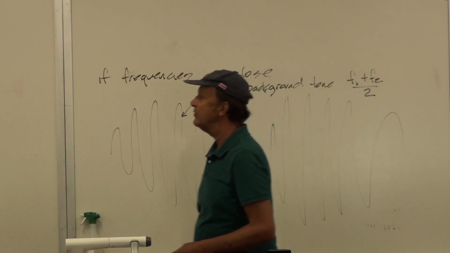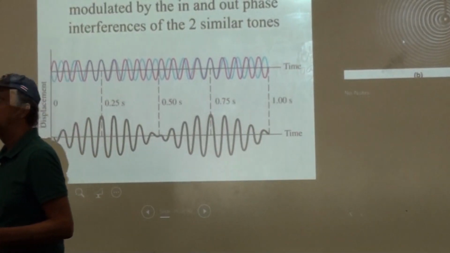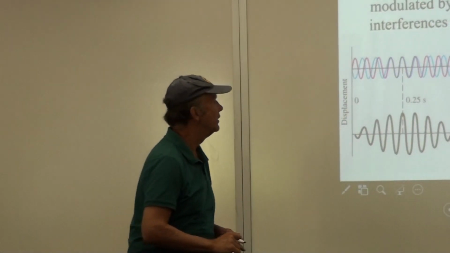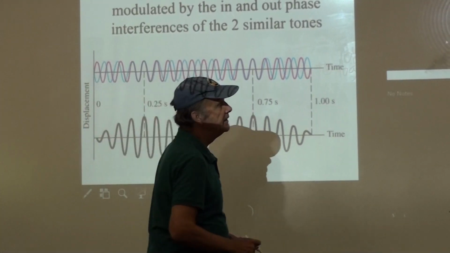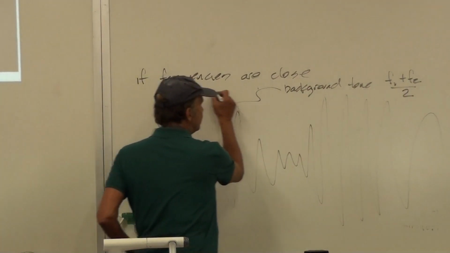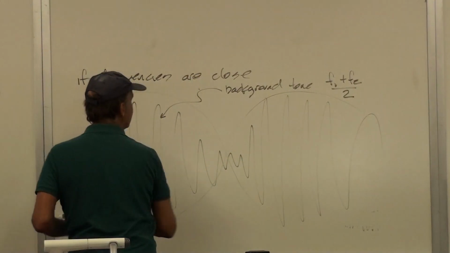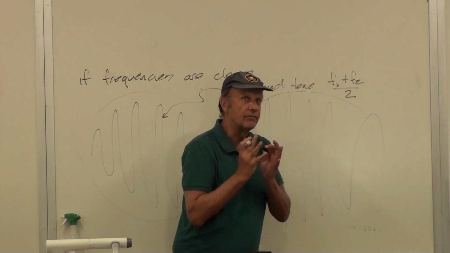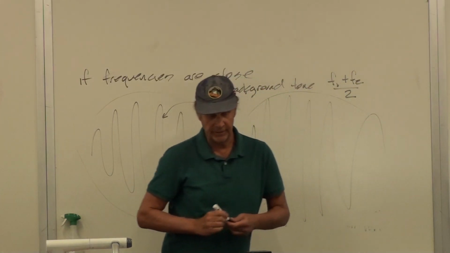So the background tone that is being modulated by the thing going into and out of phase with itself over a certain length of time is the average of the two frequencies. But the beat frequency envelope, which is what you're hearing, that series of loud and quiet sounds of it going into and out of phase, is the difference between the frequencies.